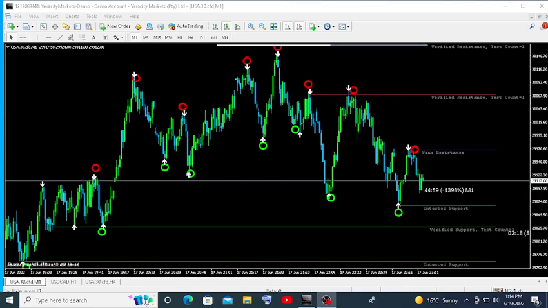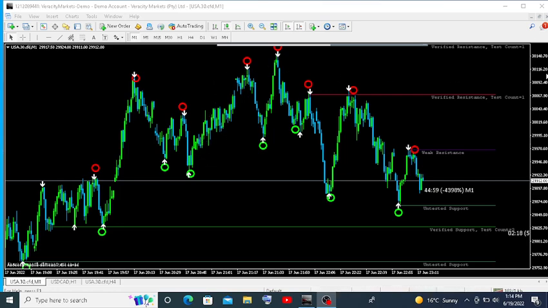I am here to review this binary circle indicator. It is combined with the arrows, but I want to show you something that people do not show you, or rather your mentors or your teachers do not show you.